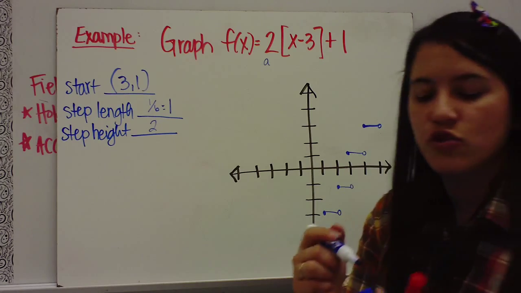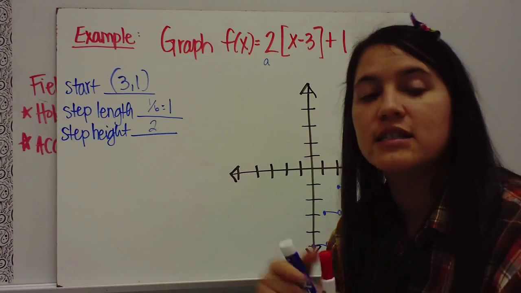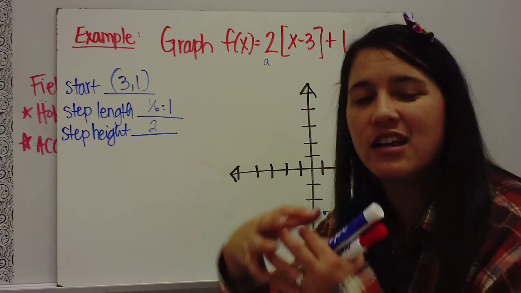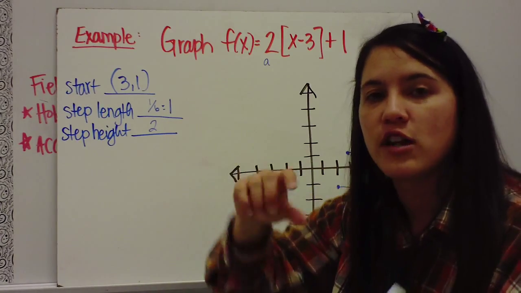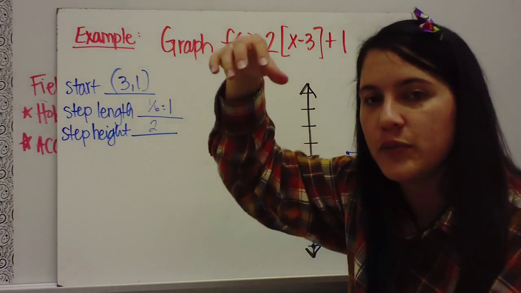So that is how you would transform a step function. It looks similar to the parent function. You kind of think of it as a vertical stretch. That's what we talked about. That means I've stretched it out. Instead of 1 unit, I've stretched it out 2.